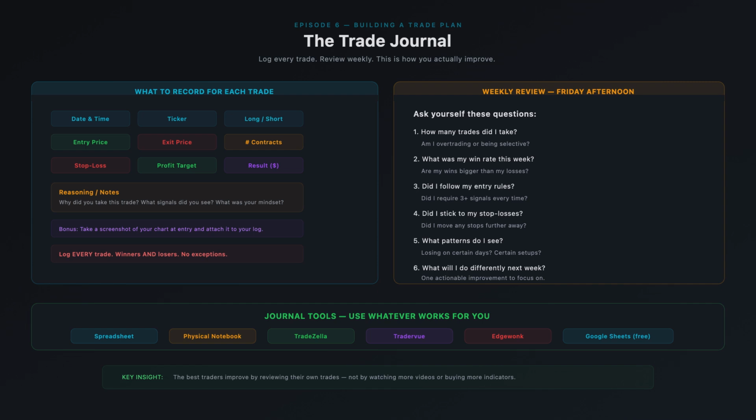/MCL/CL/QG, whatever you traded. Your entry price and exit price. Whether you went long or short. Your position size, how many contracts. Your stop loss and your profit target. The result, did you win or lose, and how much? And finally, your reasoning. Why did you take this trade? What signals did you see?